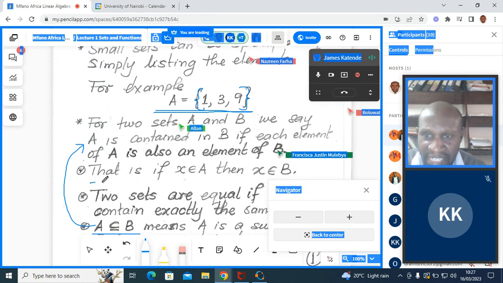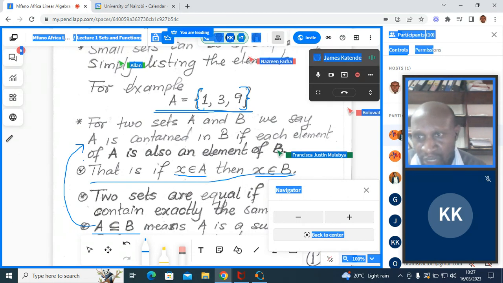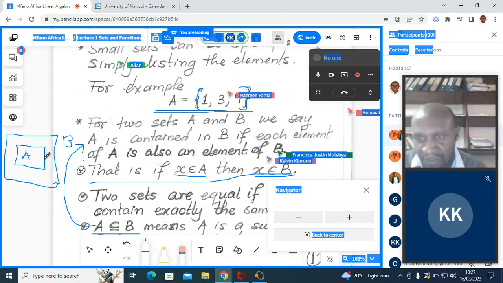If you are writing it in shorthand, that means if an element x is in A, then it must also be in B. If you are doing this in terms of diagrams, let's say this is a set B, then you can have a smaller set inside it, contained. So every element in A here is also inside B.